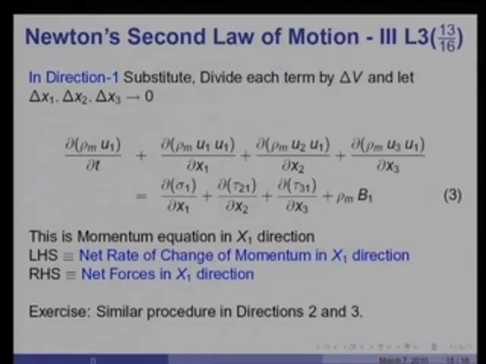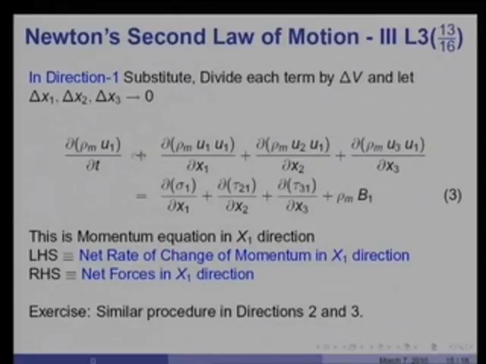So if we substitute these mathematical terms into the statement of Newton's second law, and we divide each term by volume delta V and let delta x1, delta x2, delta x3 go to 0, then it is not very difficult to show that d rho m u1 by dt plus d rho m u1 u1 by dx1 plus d rho m u2 u1 by dx2 plus d rho m u3 u1 by dx3 would simply equal d sigma 1 by dx1 plus d tau 21 by dx2 plus d tau 31 by dx3 plus rho m B1. This would be the momentum equation in direction x1.